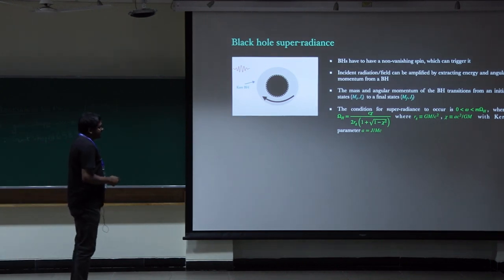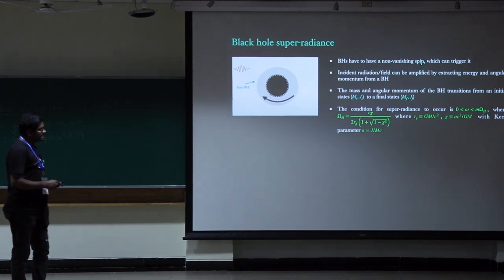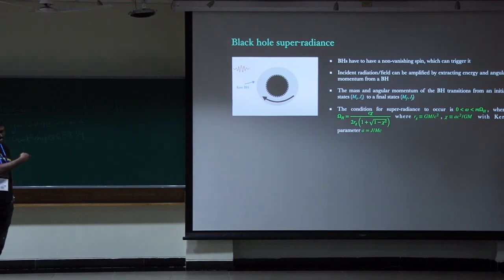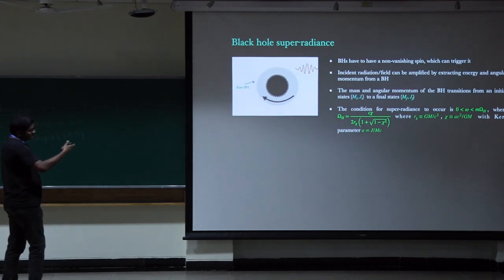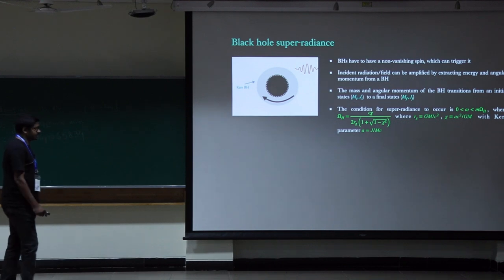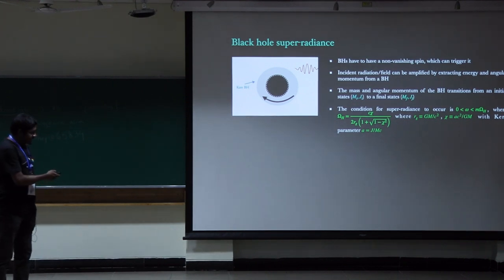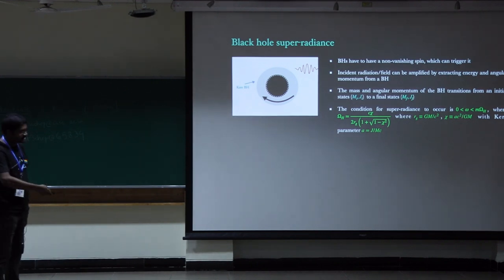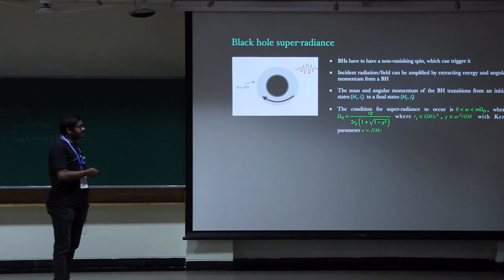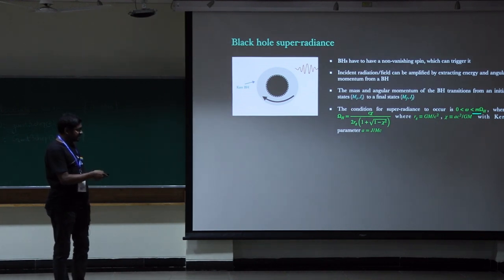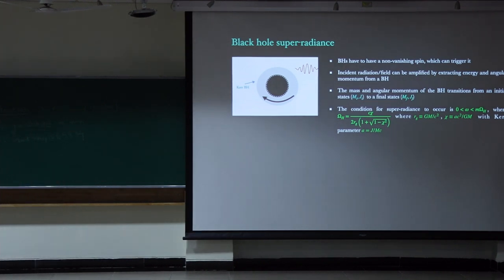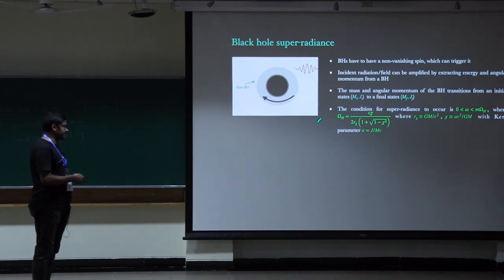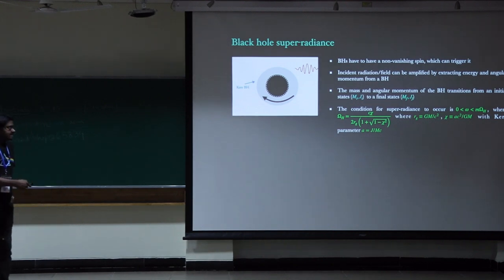So now black holes which have non-vanishing spin can also trigger such kind of superradiance, okay. That means the incident radiation field can be amplified by extracting again energy and angular momentum from the black hole. And during this process, the mass and angular momentum of the black hole can change. In this case, the condition for the superradiance to occur is like this, and here this omega_H can be written in terms of the parameters of the Kerr metric, normally written in the Boyer-Lindquist coordinates, and in that coordinate you can write this omega like this, okay. So if this condition is met, then we can have this superradiance effect for the waves.